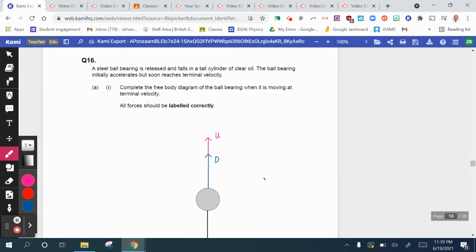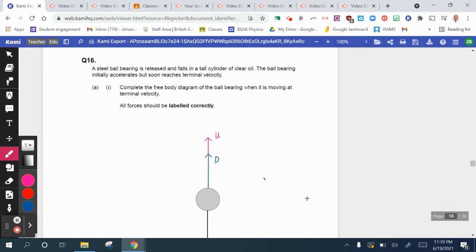Question 16. A steel ball bearing is released and falls in a tall cylinder of clear oil. The ball bearing initially accelerates but soon reaches terminal velocity. Complete the free body force diagram of the ball bearing when it is moving at terminal velocity. So, key idea here: at terminal velocity, the forces are equal and opposite.